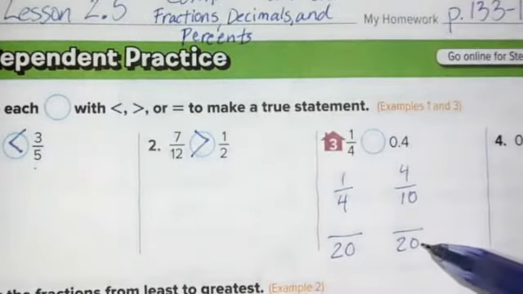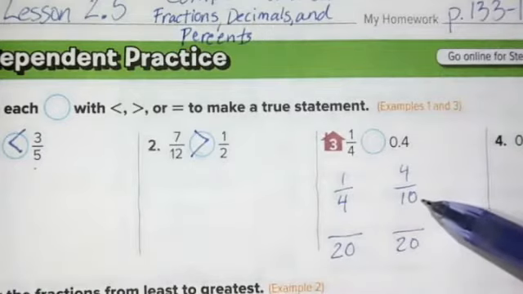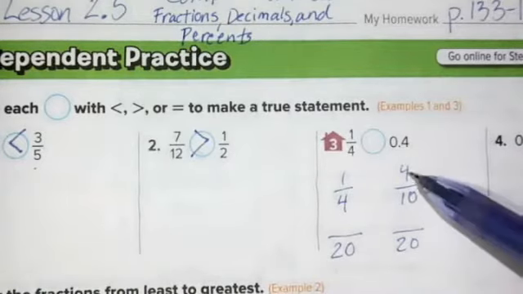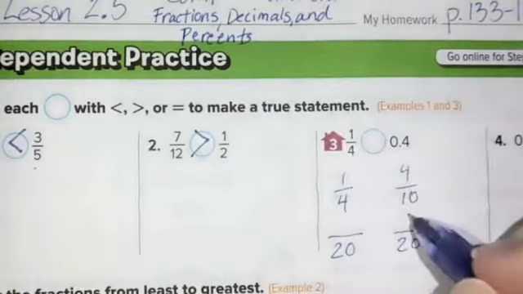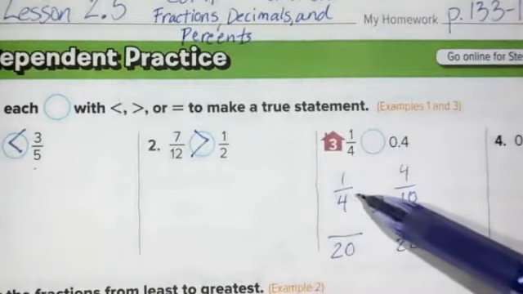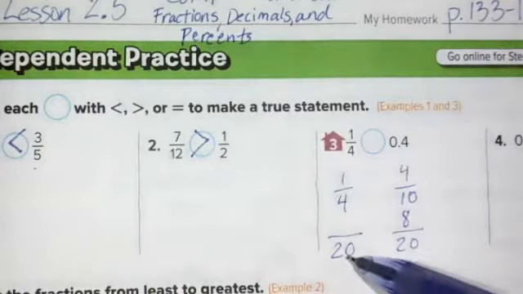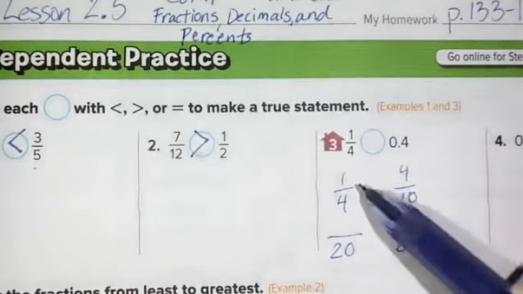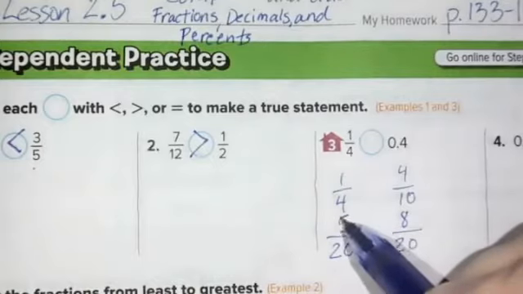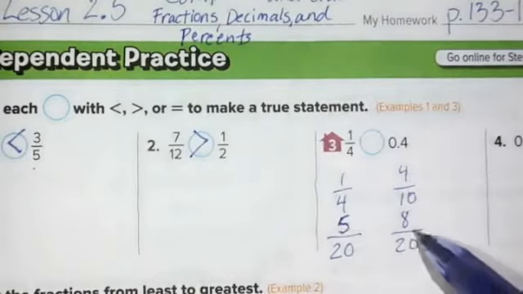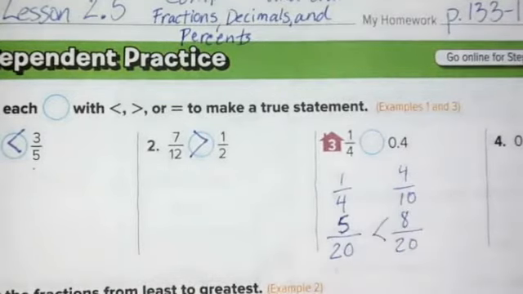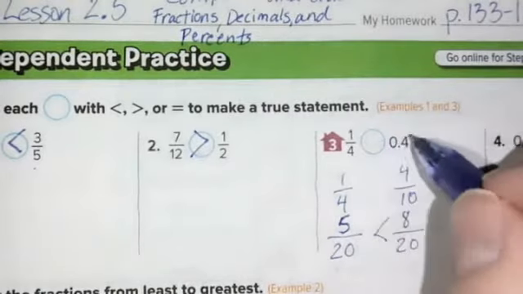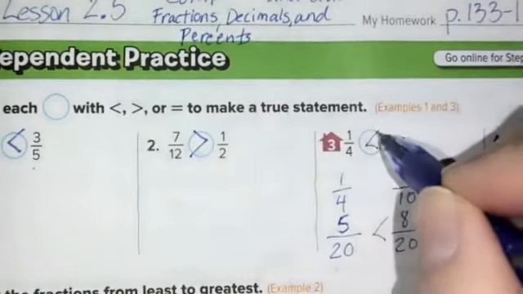To get from 10 to 20, I multiplied by 2. So whatever I did to my denominator times 2, I have to do to my numerator times 2, and that will give me 8. And then 4 times 5 gets me to 20. So whatever I did to my denominator times 5, I also need to do to my numerator times 5. So 5/20 is less than 8/20. So therefore 1/4 is less than 4/10.